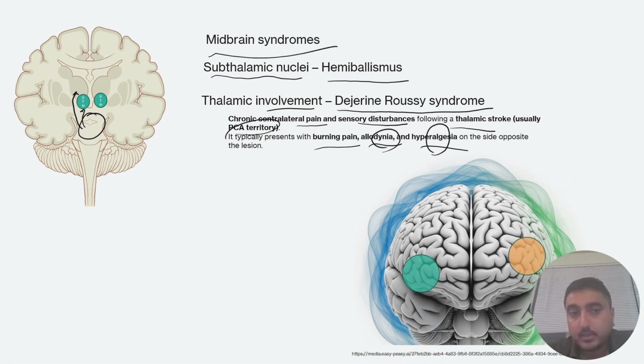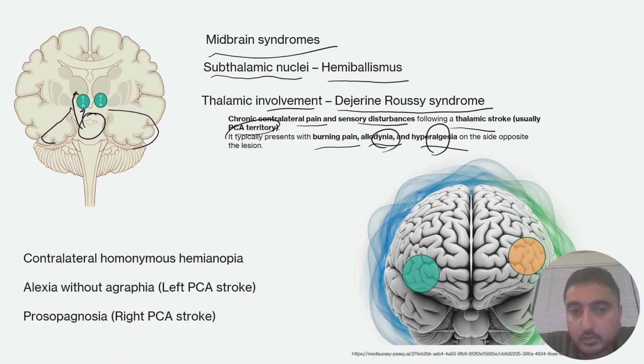Now if we have P2 segment involvement, P2 segment means the segment of the posterior cerebral artery after giving off the posterior communicating artery. The P2 segment is running behind in this fashion, supplying the inferior temporal lobe and the occipital cortex. So basically we'll have the cortical signs if the P2 segment is involved. The cortical signs that we will see are contralateral homonymous hemianopia, and alexia without agraphia in left PCA stroke.